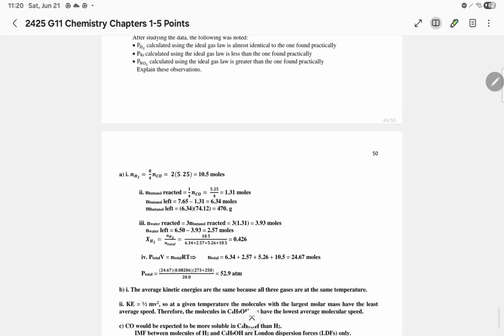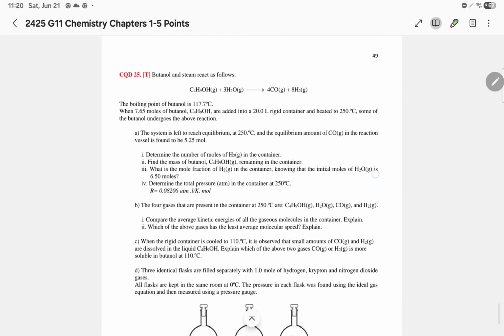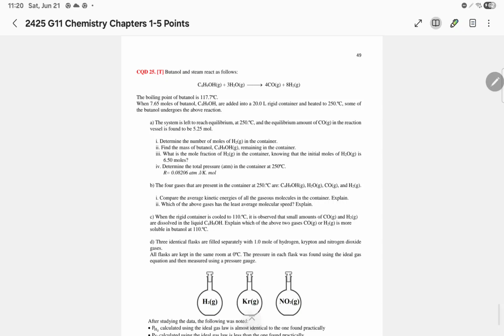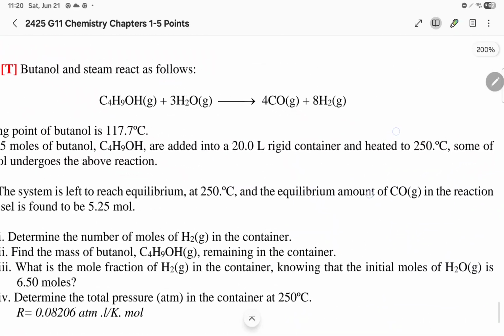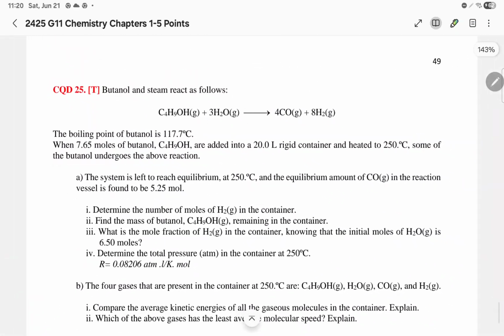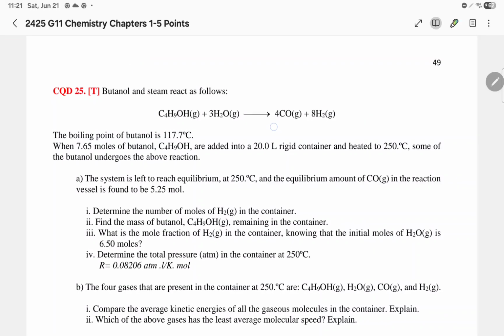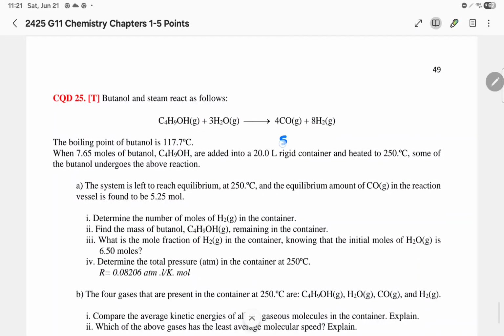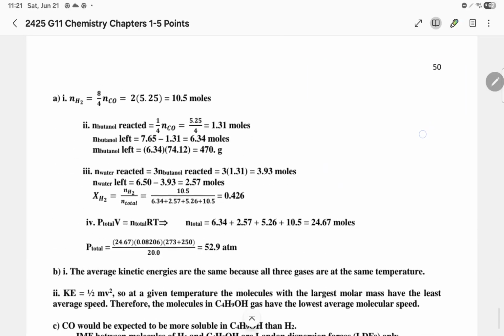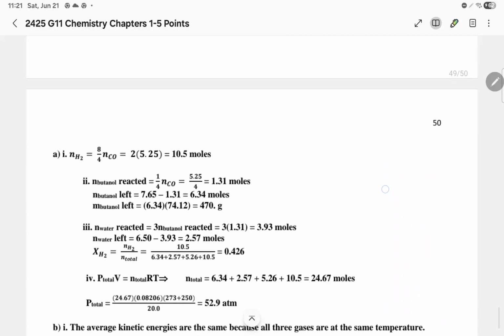So I'm assuming we just do our RGR with CO, because we know how many moles of CO we have, right? And the CO is found to be 5.25 moles. So 5.25 times 8 divided by 4 should give us 10.5 moles, yes.